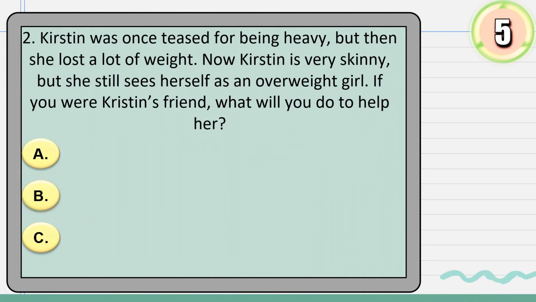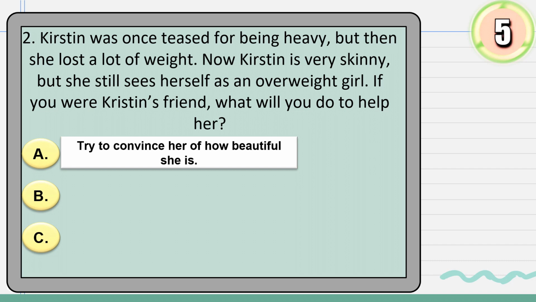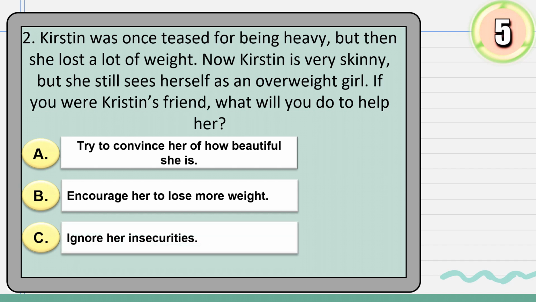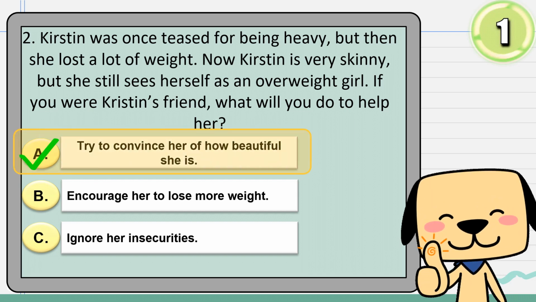Number 2. Christine was once teased for being heavy, but then she lost a lot of weight. Now, Christine is very skinny, but she still sees herself as an overweight girl. If you were Christine's friend, what will you do to help her? A. Try to convince her of how beautiful she is. B. Encourage her to lose more weight. Or C. Ignore her insecurities. The answer is letter A. Very good.